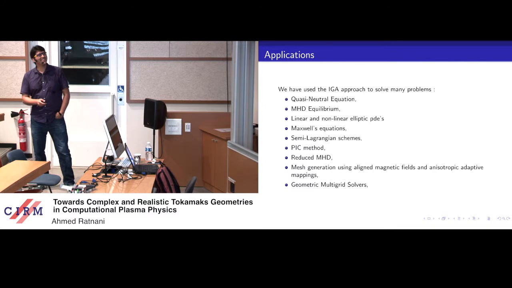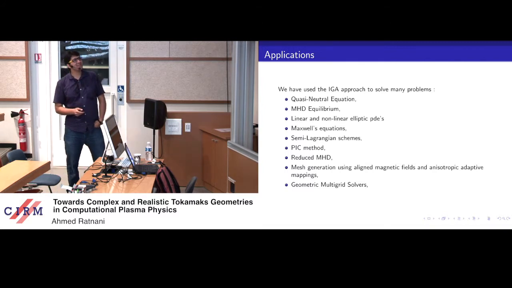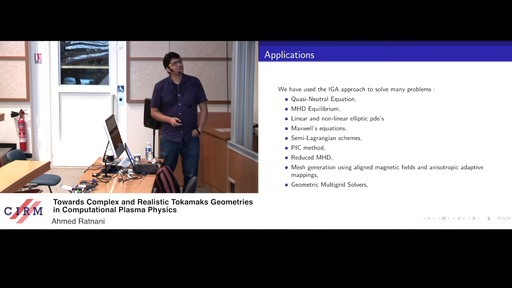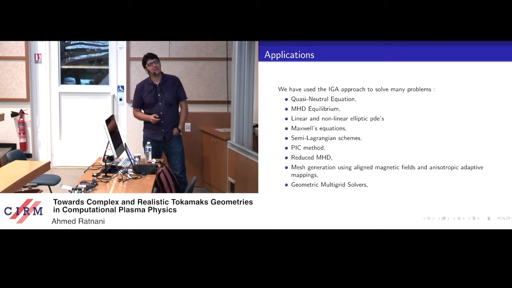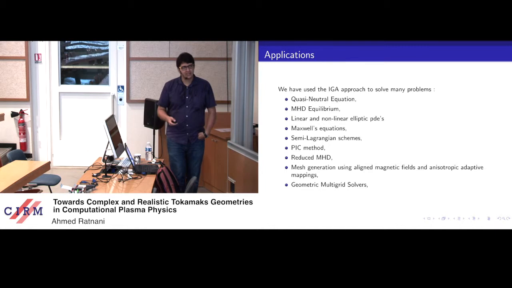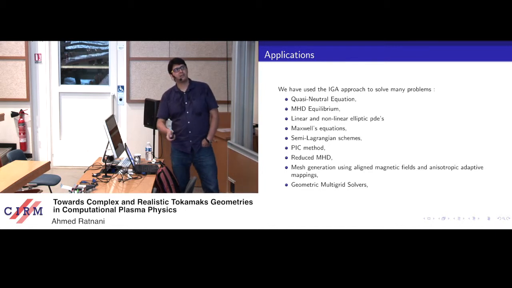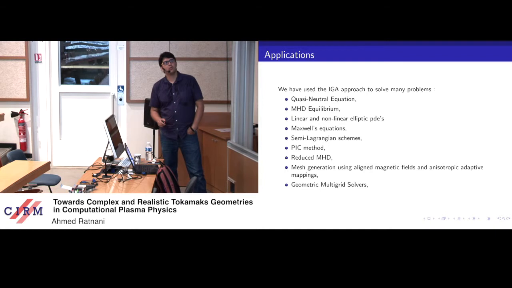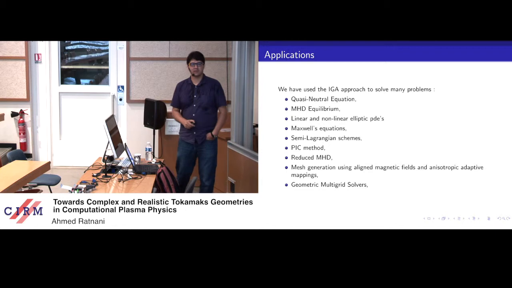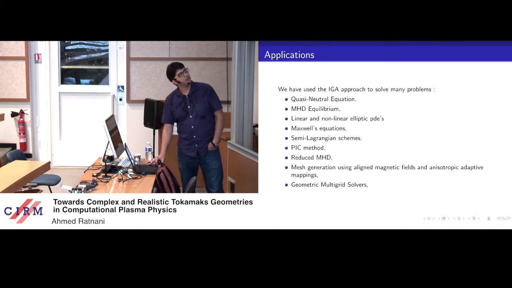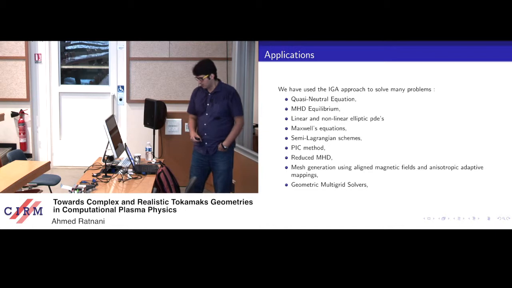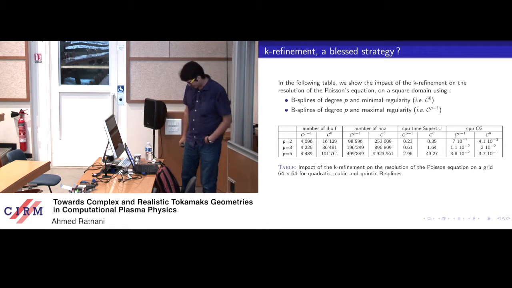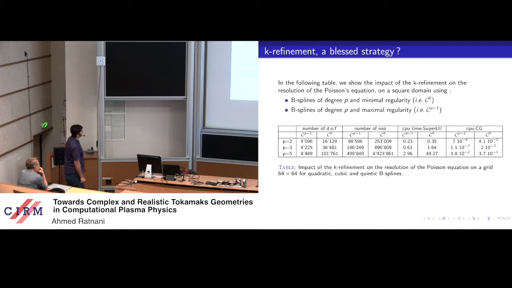Okay, so then we have done some work on reduced MHD using this isogeometric approach, and now I'm working on mesh generation, including alignment procedure, but also what I call anisotropic adaptive mappings, and you'll see what this means at the end of the talk. We have also derived geometric multigrid solvers, especially for nonlinear solvers. Okay, so let's talk a little bit about the k-refinement strategy.